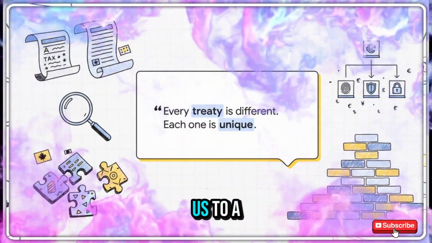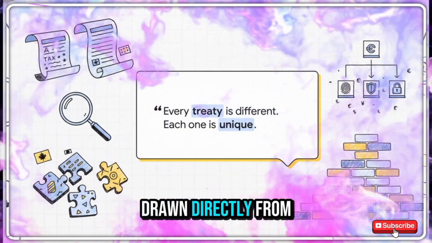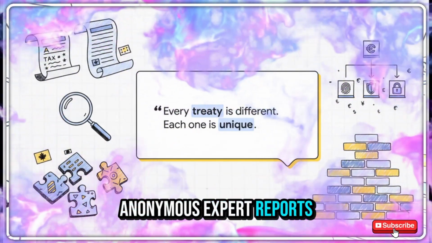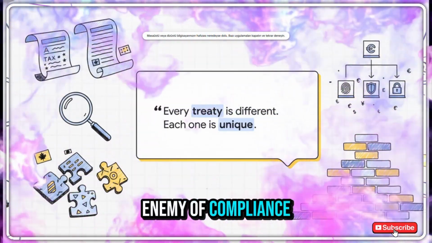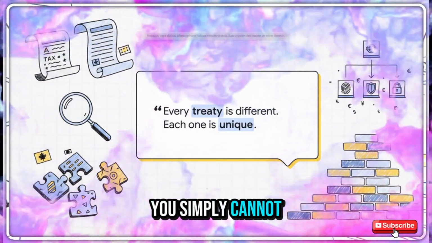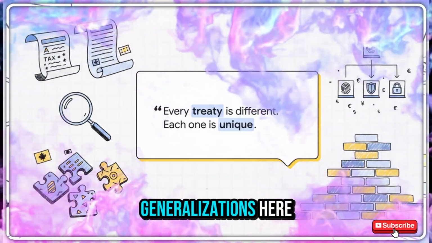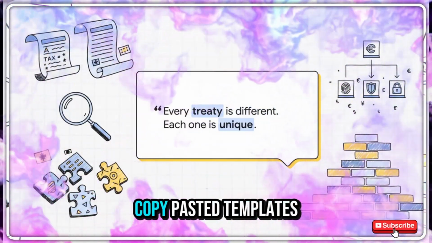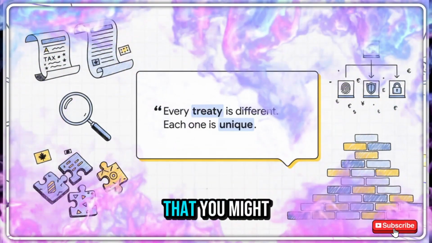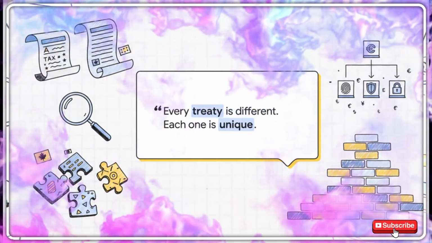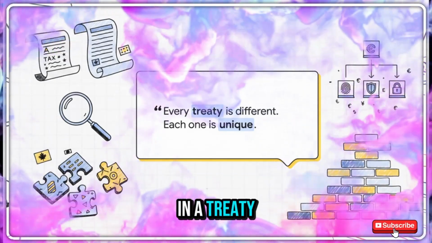And that brings us to a core principle drawn directly from anonymous expert reports. Every treaty is unique. Assumptions are the enemy of compliance. You simply cannot rely on blanket generalizations here. Treaties aren't just copy-pasted templates, right? For instance, a highly advantageous tax shield that you might find in a treaty with France might be completely absent in a treaty with the UK.